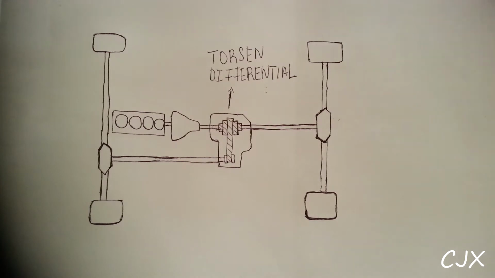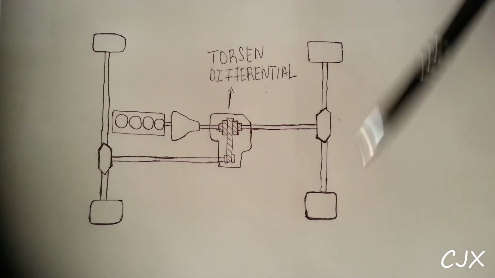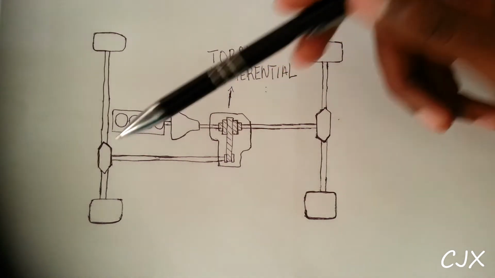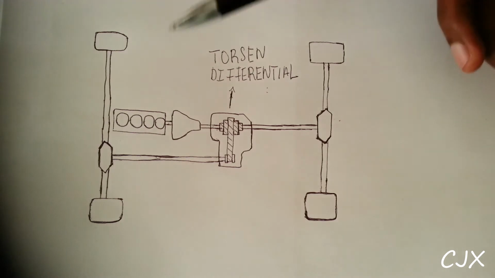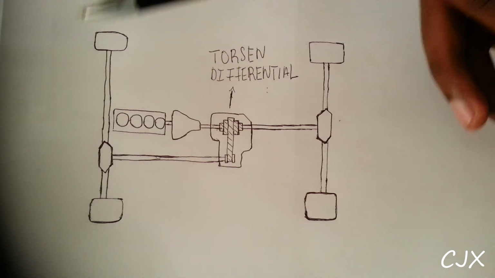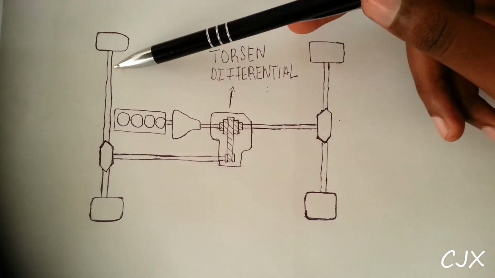And another thing about the all-wheel drive system is that all wheels are spinning at all times, regardless of how much power is sent to the front wheels or the back wheels. It can be almost 90% to the rear wheels, or it can be as much as 70% to the front wheels, depending on the car. So that's how the all-wheel drive system and the four-wheel drive system work.